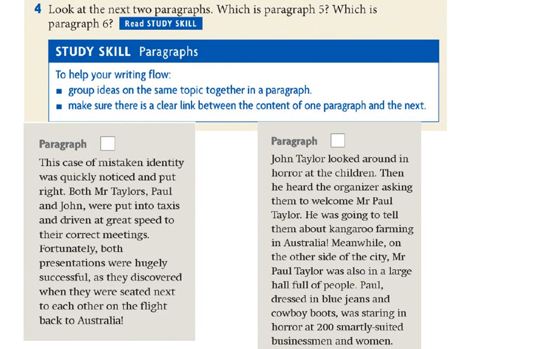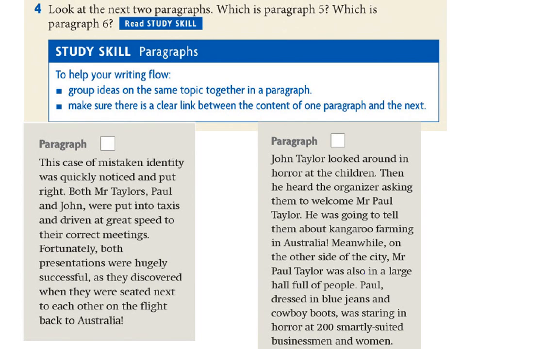So we talked about sentences, and there should be linking between sentences, and for this we use linking words. Here in exercise 4 and the previous exercise 3, we focused on how to link paragraphs. The linking of paragraphs should be by grouping ideas into one paragraph with the same topic. So we have the topic in the first sentence to predict the content of the paragraph. Also make sure there is a clear link between the content of one paragraph and the next. Like when we read a paragraph, we should also predict what is the content of the next paragraph.